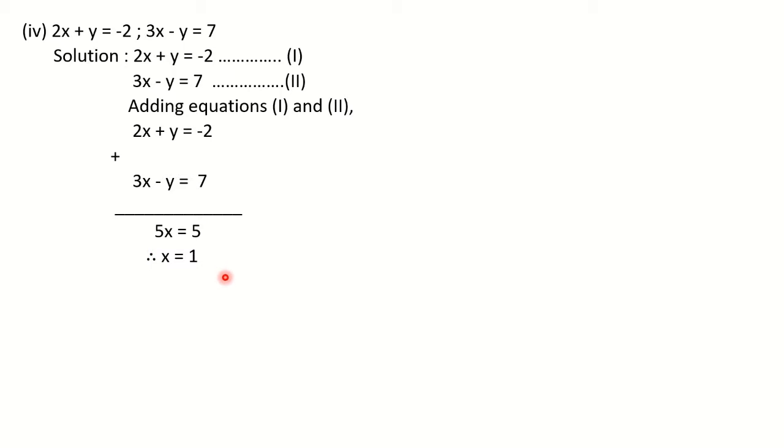Now let us find the value of variable y. We will substitute this value of x in any one equation. You can choose any one equation, and you have to put that value in it. I am substituting x is equal to 1 in equation 1 here, because I want to find the value of y. You can put it in equation 2 also, as I have said. You are going to get the same answer.